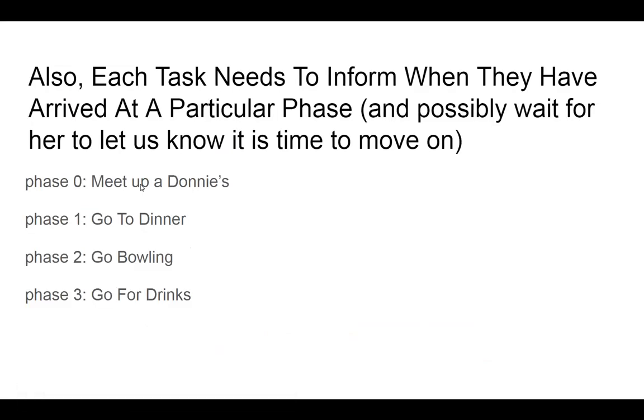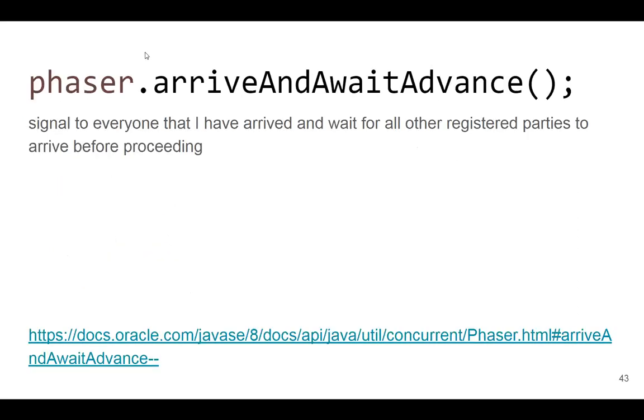Okay. The other thing we need to do is inform when we have arrived at a particular phase and possibly wait for the phaser to let us know it's time to move on. So for example, when we actually show up at Donnie's, we need to say, I'm going to arrive and I'll wait for everybody else. When you actually get to the restaurant, you signal that you've arrived and that you're going to wait for everybody to move on to bowling and all sorts of other stuff. There's a method that does both parts of it: I've arrived and I'm going to wait to move on.